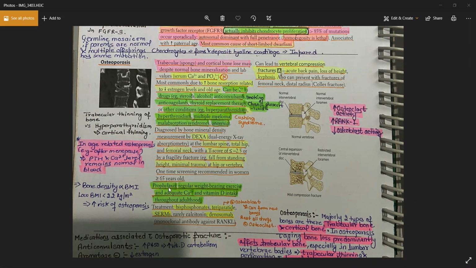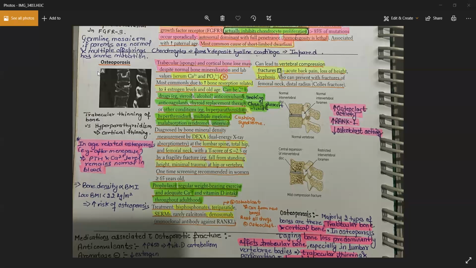And now, what are the prophylaxis therapies? Prophylaxis therapies include regular weight bearing exercises, like regular walking. Very important. And it should be done throughout adulthood also, right? Because these are prophylaxis therapy, the patient still does not have any history of fracture yet, right? You just want to prevent this condition.